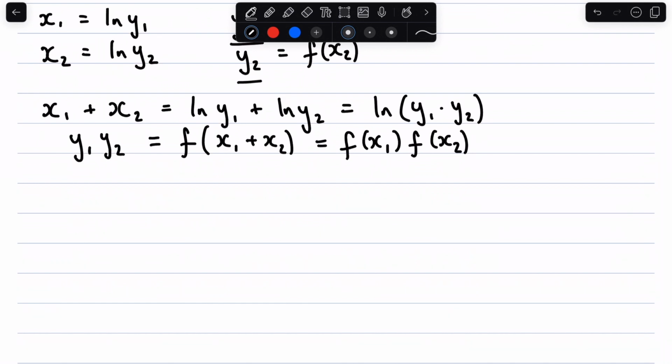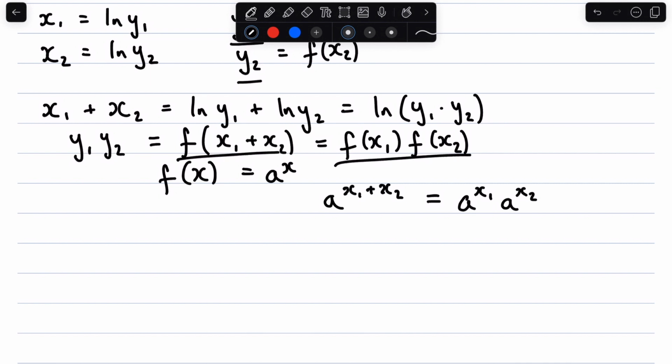the only type of function that can satisfy this, so let's write it, f of x is of the form a to the x, because when a to the x1 plus x2 is calculated, we know a to the x1 times a to the x2, that is the same thing, and that's the same as these lines here, so it must be of the form a to the x.